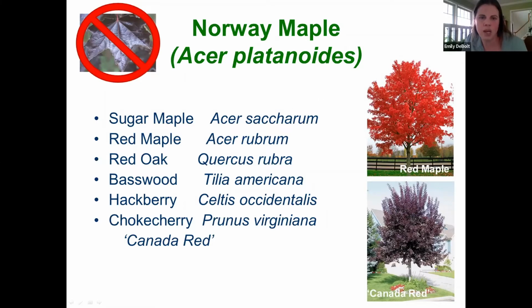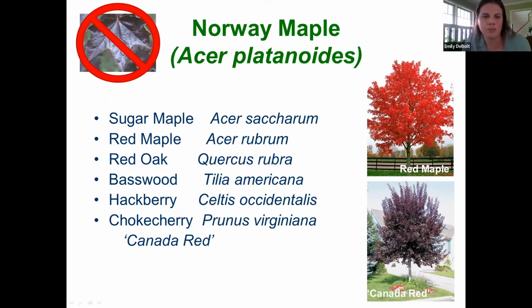But here are some great examples of other trees that you could plant instead of a Norway maple, nice big shade trees. And again, if you really want that purple leaf color, there is a cultivar of chokecherry, Canada Red, that has those really nice purple leaves as well, if that's what you're after.